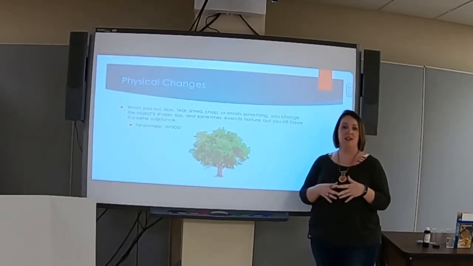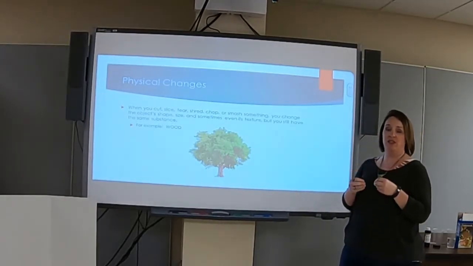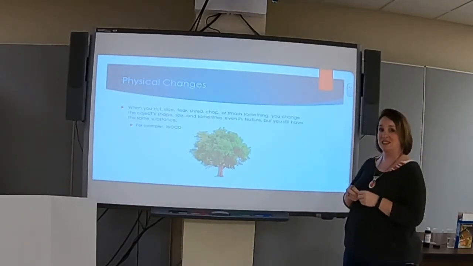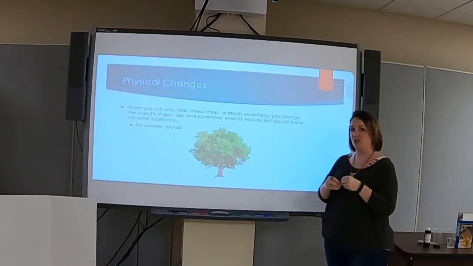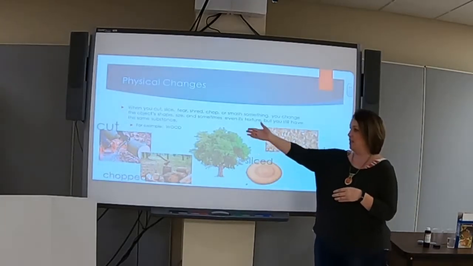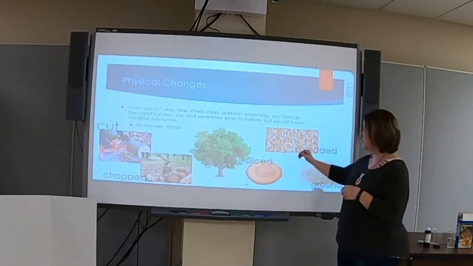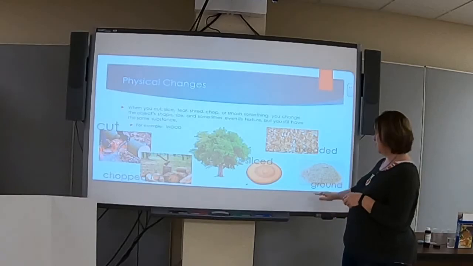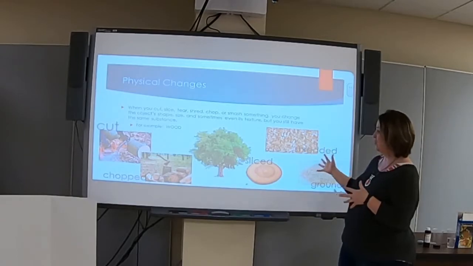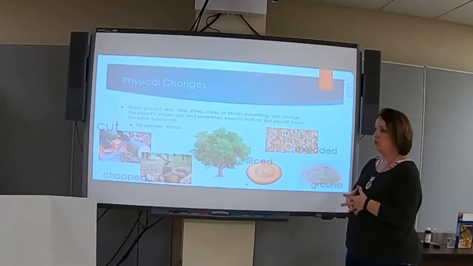When you cut, slice, tear, shred, chop, or smash something, those are all physical changes. The objects can change in size, shape, and sometimes even its texture can change. But you still have what you started with. So take this tree here. This tree is made of wood. Wood can be cut, it can be chopped into smaller pieces, sliced into slices, shredded into wood chips, or even ground into sawdust. So after you do any of that, you still have what you started with, and that is wood.